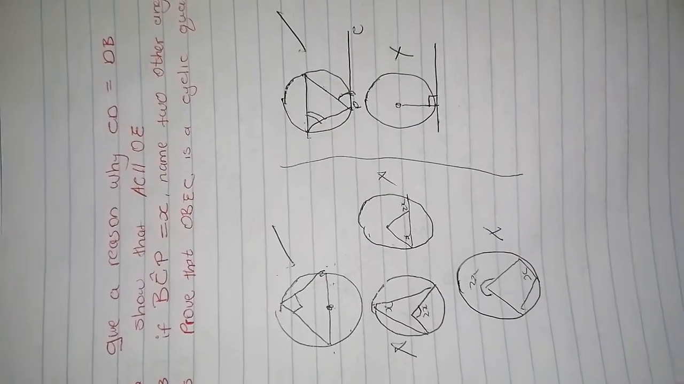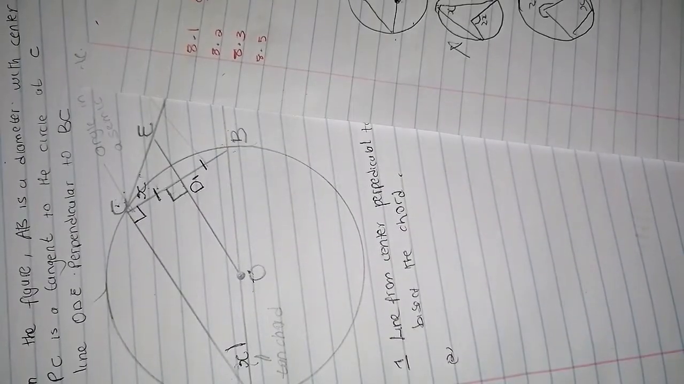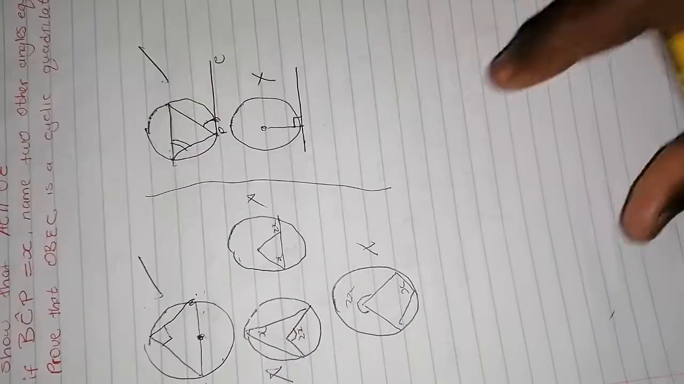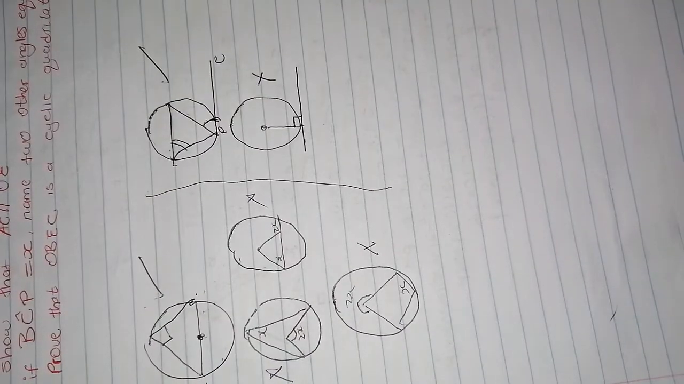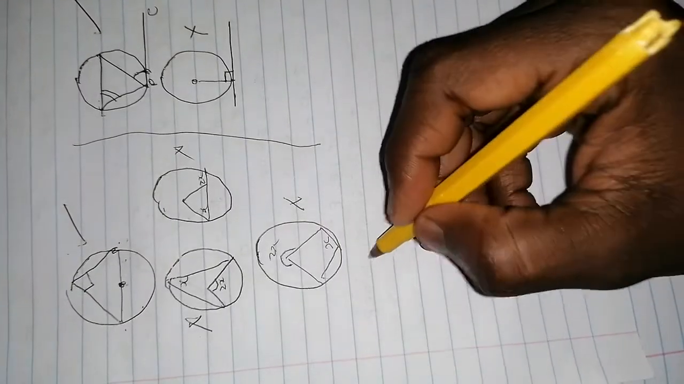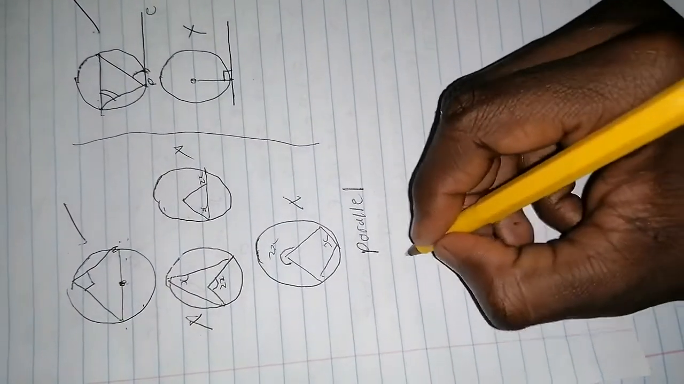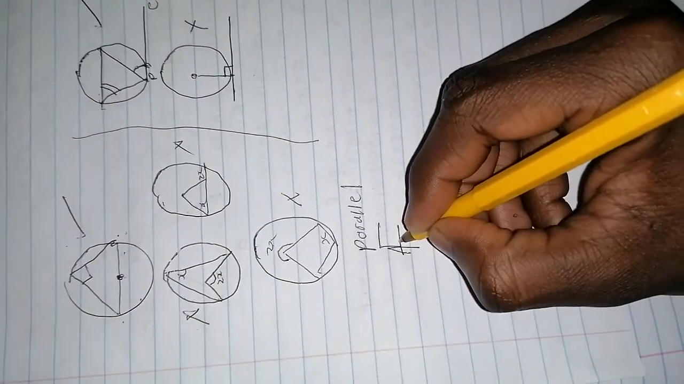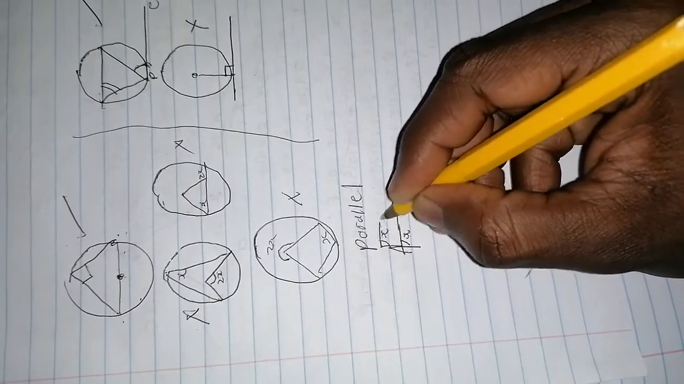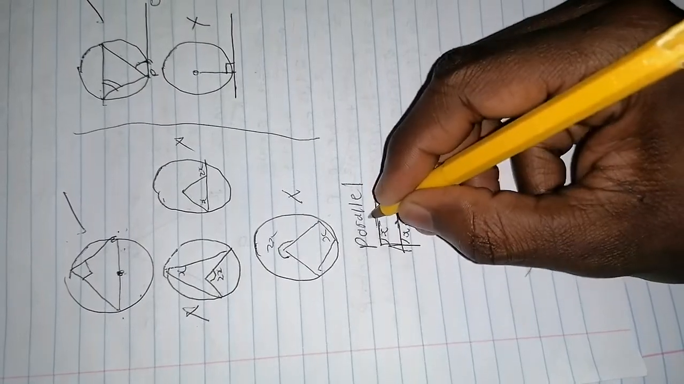They say show that AC is parallel to OE. Okay guys, Euclidean geometry, it's not that hard. Not very easy, but it's easy, right? Whenever you want to prove a parallel, you want to prove either a corresponding angle: if this angle equals this angle, if maybe you get x and you get x, then you can conclude by saying this line is parallel to this line.